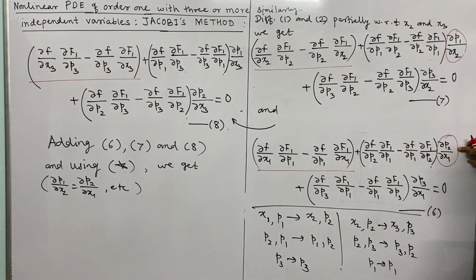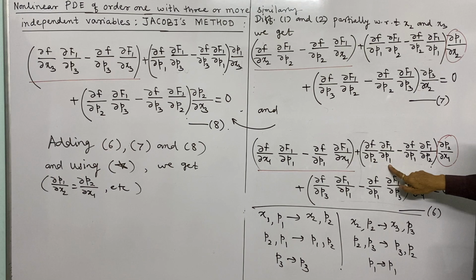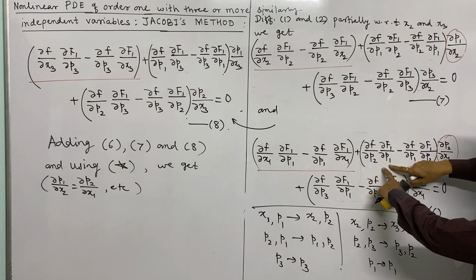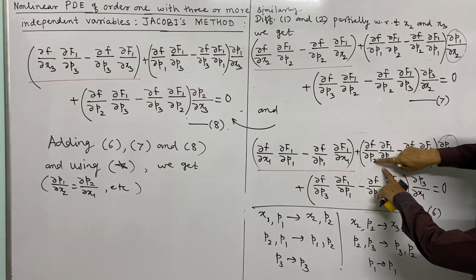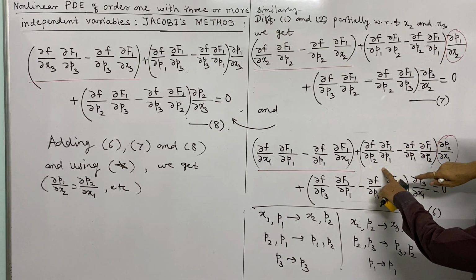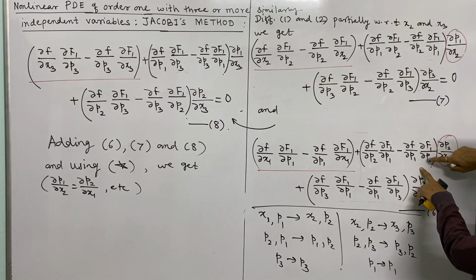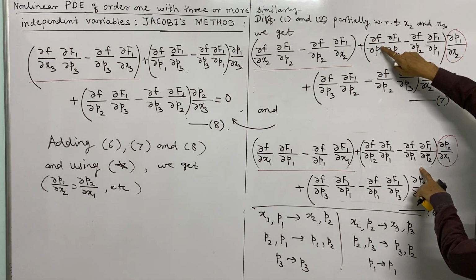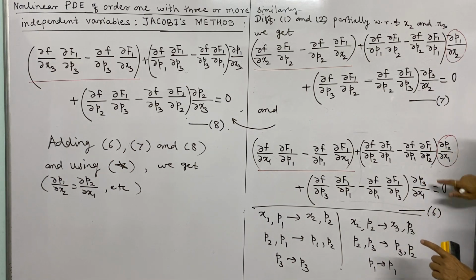And if these two are equal, and if we add it, then what happens, you see, this term is ∂f/∂P2 and ∂f1/∂P1. And you may observe, this term is exactly the same with opposite sign, and these two terms cancel. And similarly, this is ∂f/∂P1 and ∂F1/∂P2, positive, negative, so this cancels, and that means these two terms cancel.